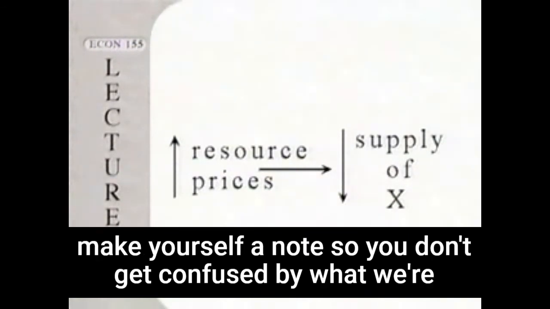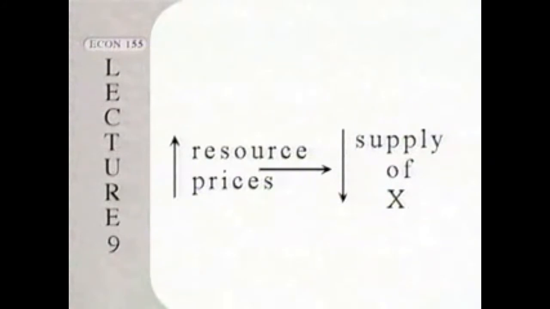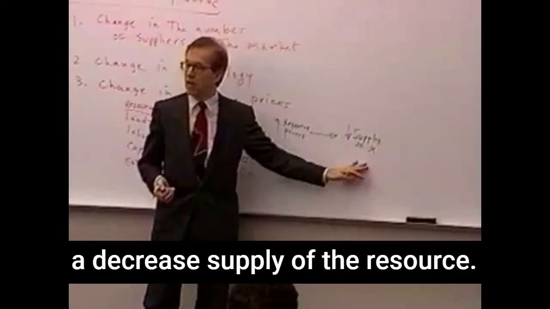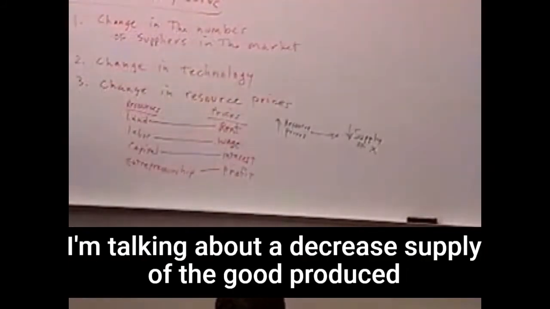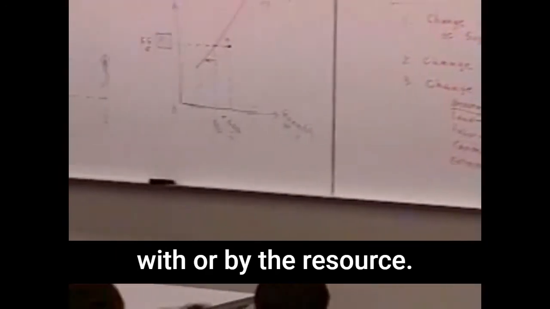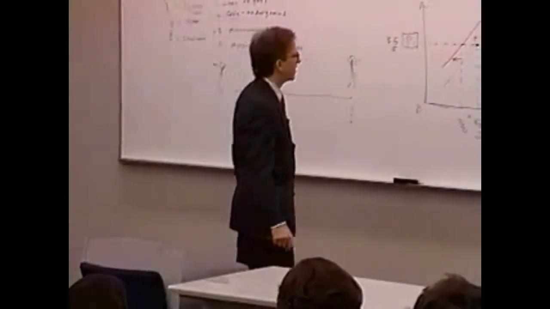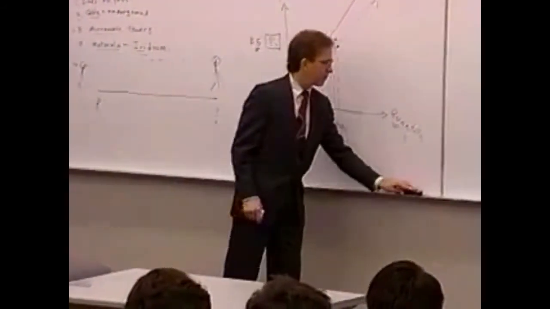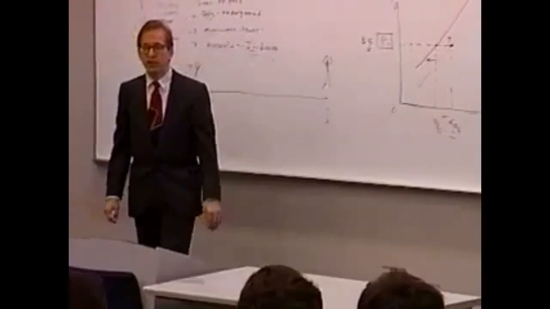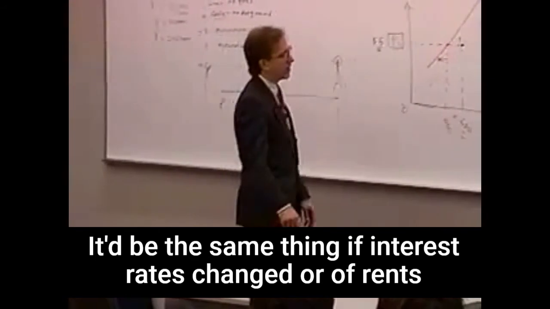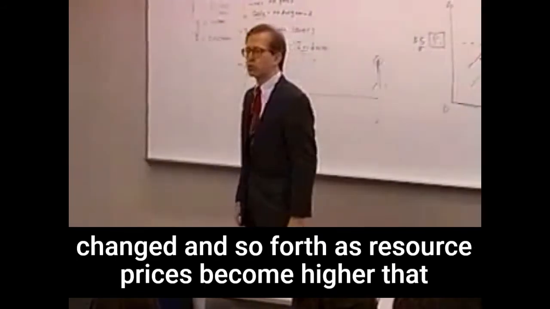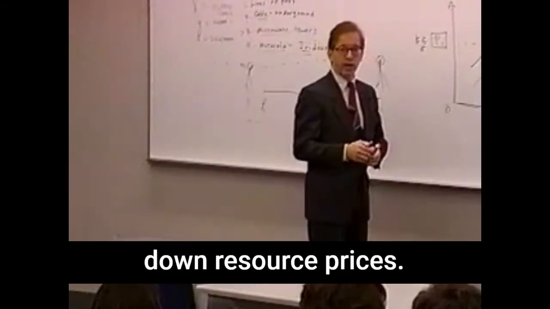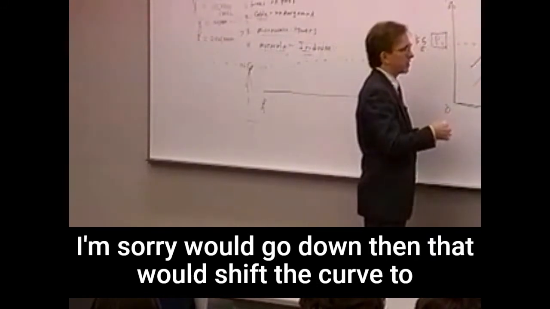Make yourself a note so you don't get confused. I'm not saying that higher resource prices result in a decreased supply of the resource. I'm talking about a decreased supply of the good produced with or by the resource. Okay, questions about this? It'd be the same thing if interest rates changed or if rents changed and so forth. As resource prices become higher, that decreases the supply of the product. If resource prices would go down, then that would shift the curve to the right.